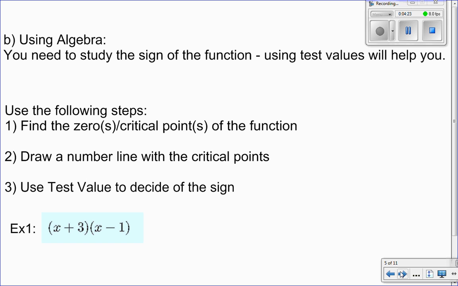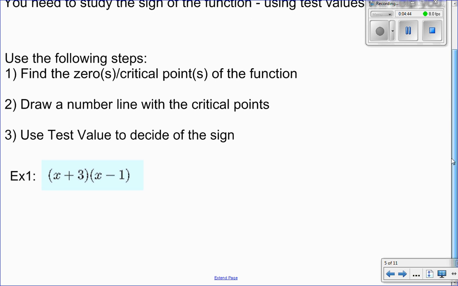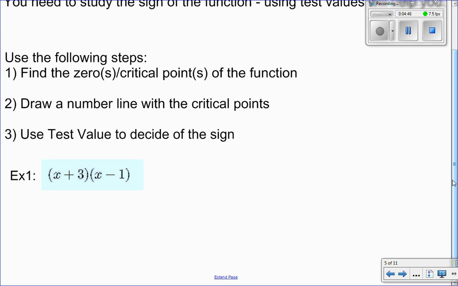Okay, so using algebra, we'll need to first find the zeros or the critical points of the function. We'll draw a number line with those zeros on it, and we'll test a value to decide what the sign is going to be at that interval. Okay, so what this looks like.